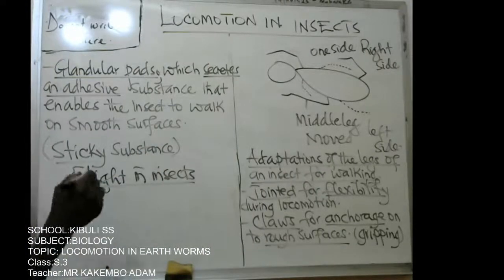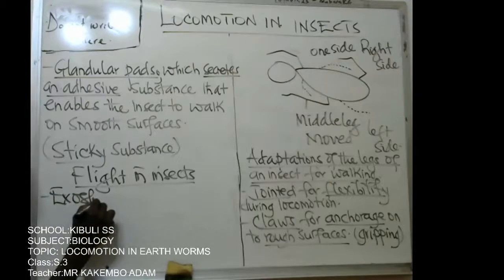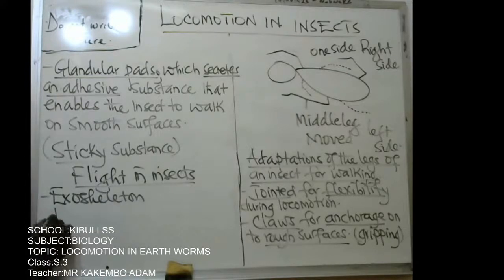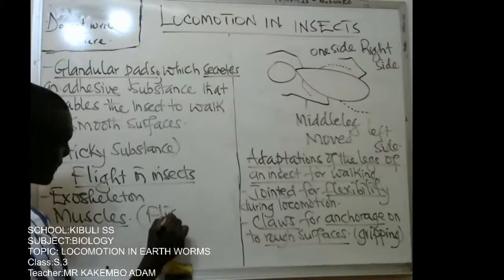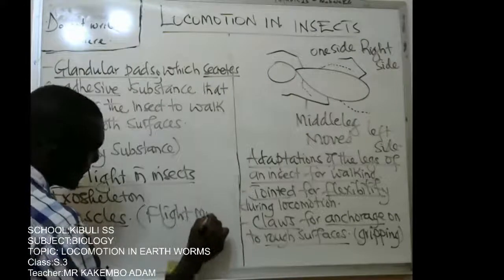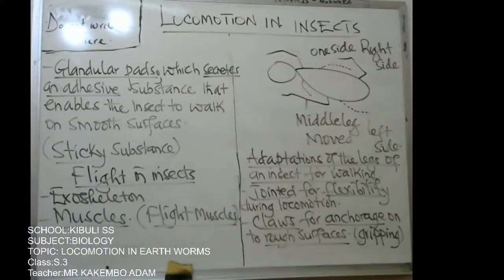So we also need to know the most important features when an insect is able to fly. So one, the exoskeleton is important in providing surface for attachment of the flight muscles. Then, the wings of an insect also have muscles. We call them flight muscles.